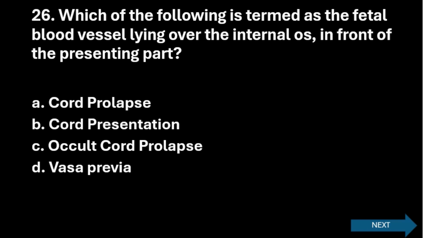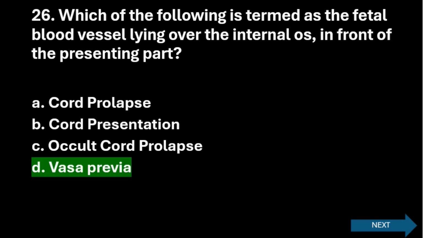As the fetal blood vessel lying over the internal OS in front of the presenting part. Option A, cord prolapse. Option B, cord presentation. Option C, occult cord prolapse, and option D, vasa previa. The right answer here is option D, vasa previa.